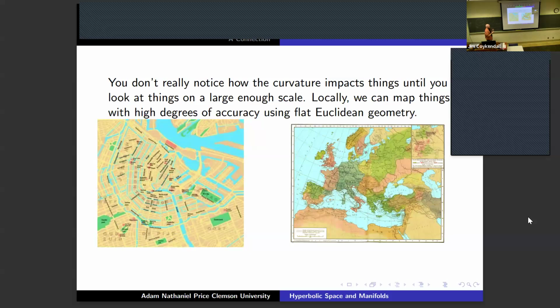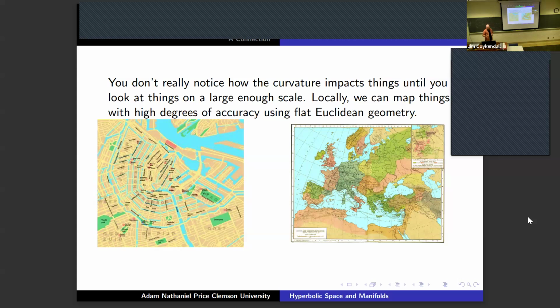The thing is that you don't notice how the curvature impacts geometry until you get up to a large size, until this curvature starts to matter. If you're just working in a local region, in a room, in a city, you can map that with Euclidean geometry and lose very little information. Like, this is a map of Amsterdam, and this is a map of Europe, which I didn't notice until I was going through my slides later is actually from the 12th century. So it's a bit of a surprise. But this map over here is a map of an entire continent, so it has to take into account the curvature of the Earth.